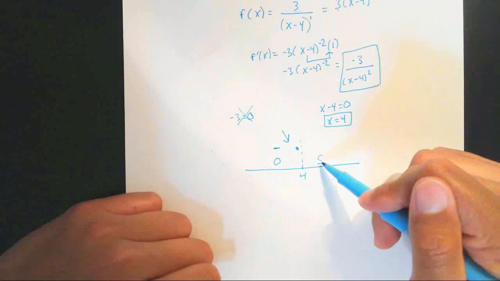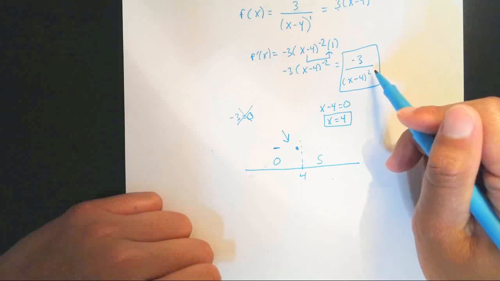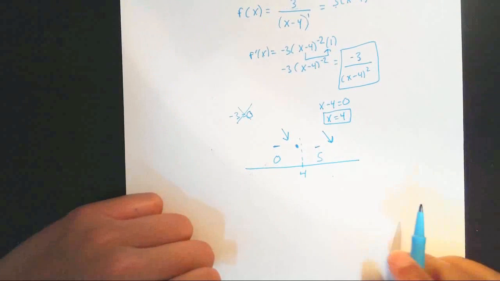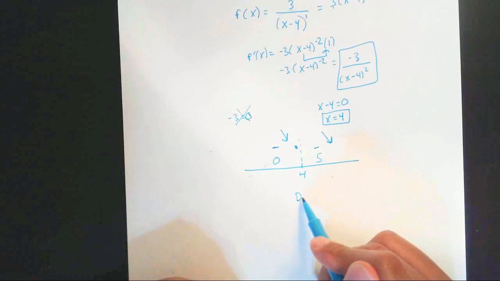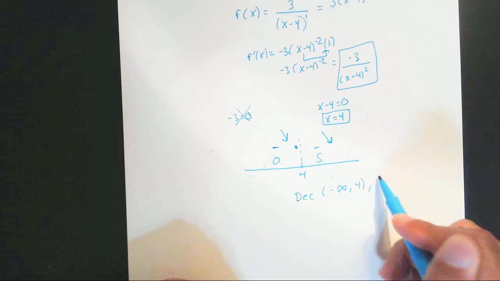So let's check 5. 5 minus 4 is positive. Remember, anything raised to a second power is positive. So negative over positive is negative, so it's decreasing. So when you're finding your intervals of increasing and decreasing, it's only decreasing from -infinity to 4, and 4 to infinity.